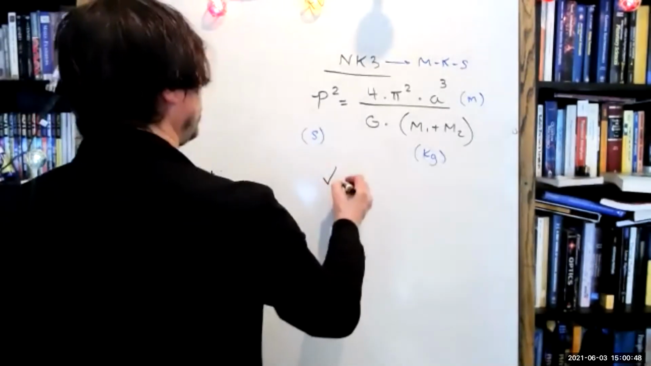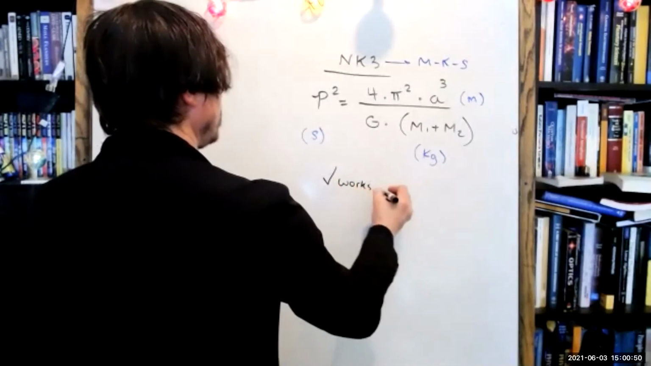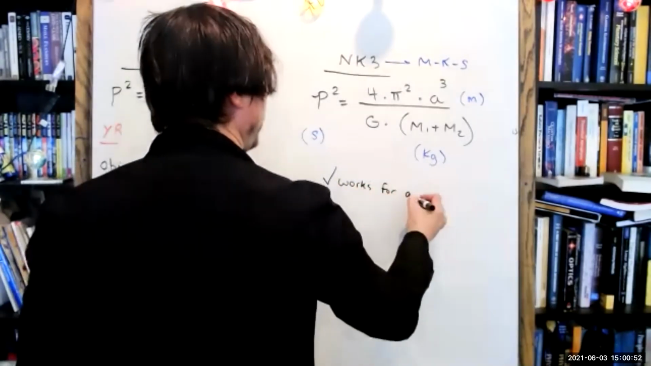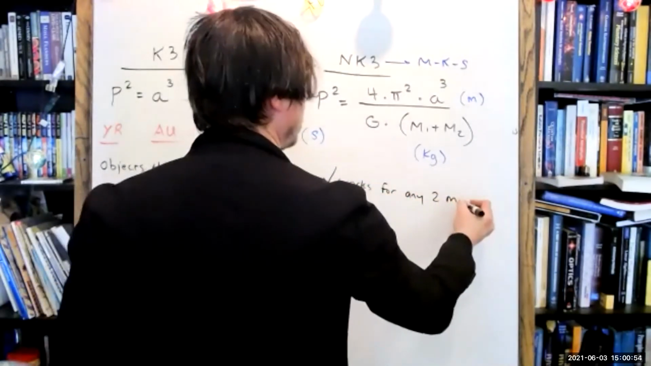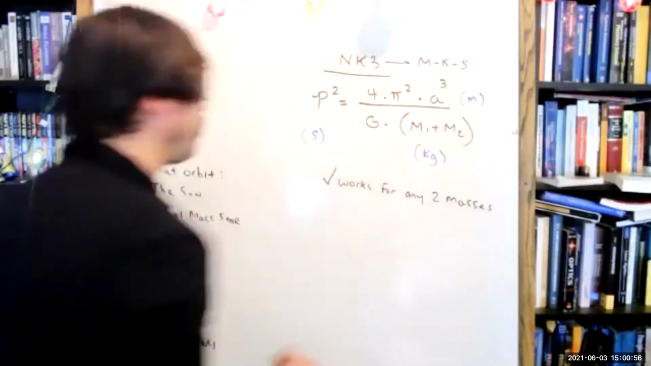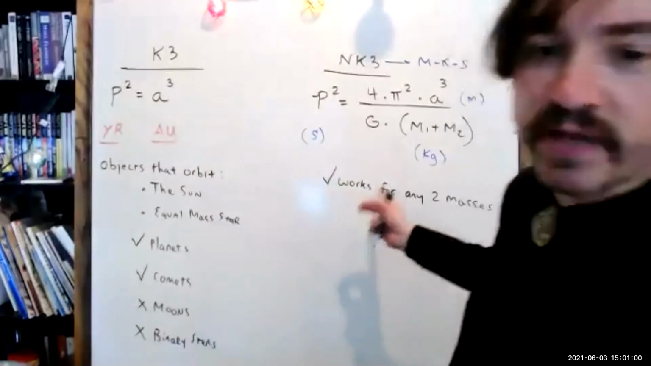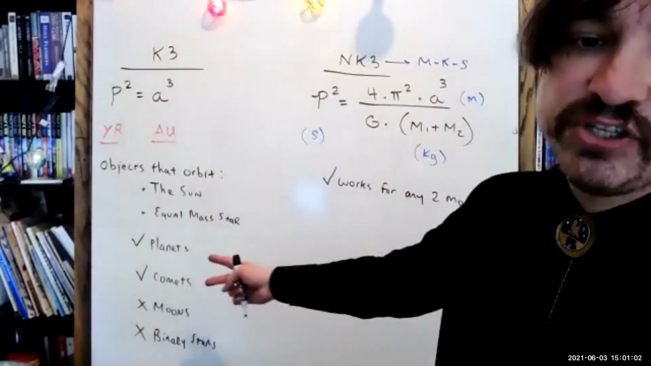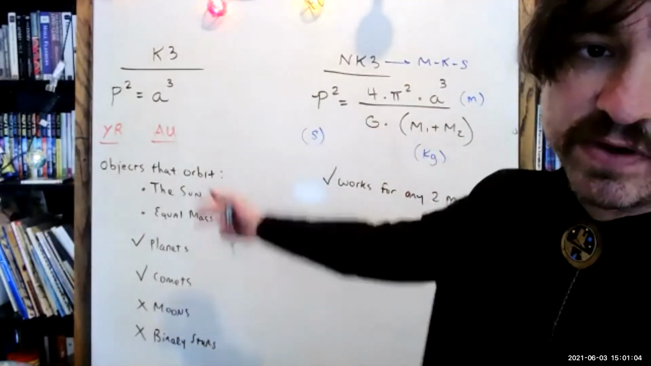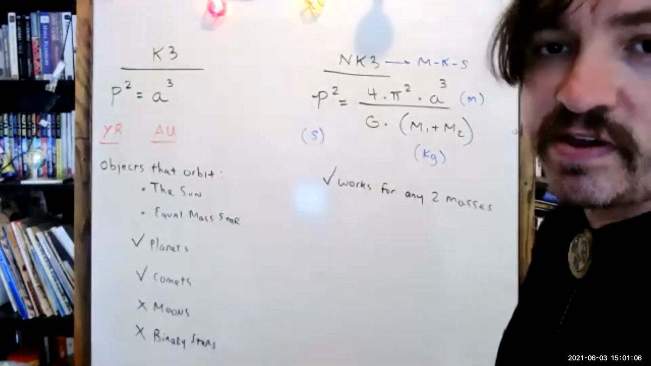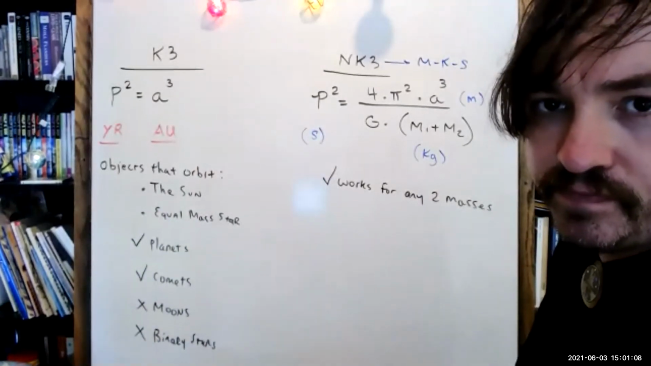NK3 is cool because it works for any two masses that are in orbit with each other. However, it's more complicated to execute. So in general, whenever you're confronted with planets or comets, you want to revert to the more simple p²=a³.